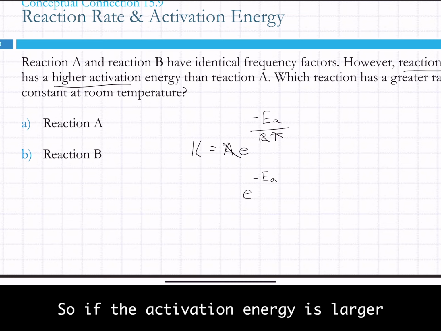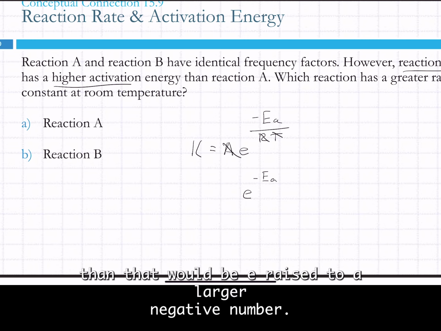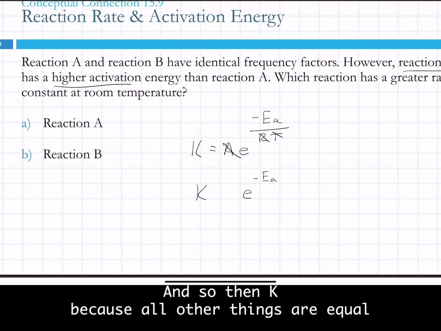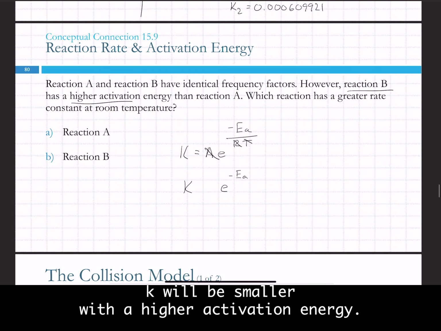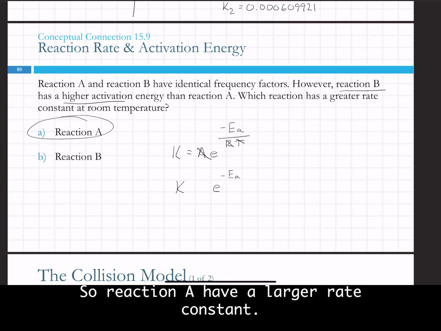So if the activation energy is larger, then that would be e raised to a larger negative number, which is smaller. And so then k, because all other things are equal, will be smaller with a higher activation energy, so reaction A would have a larger rate constant.